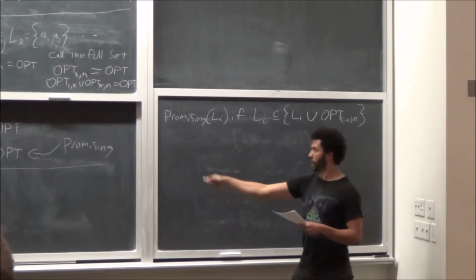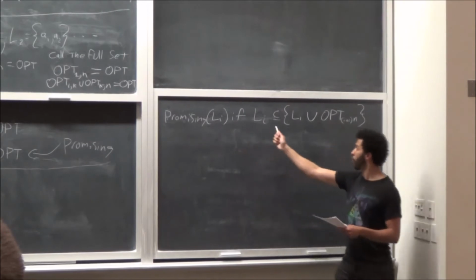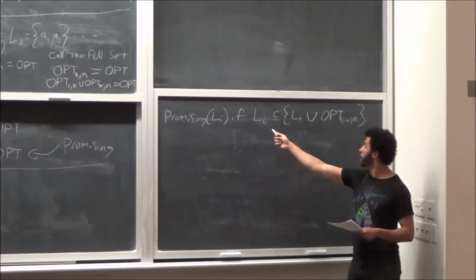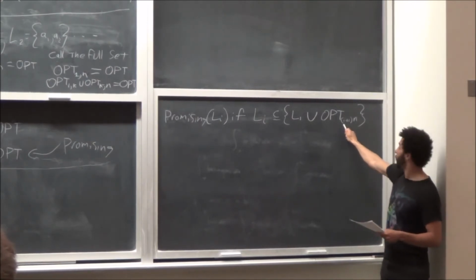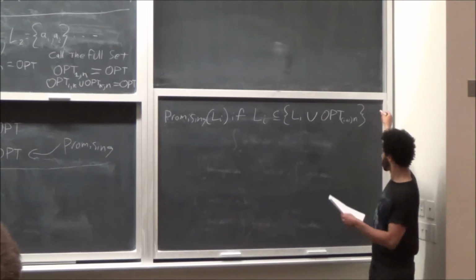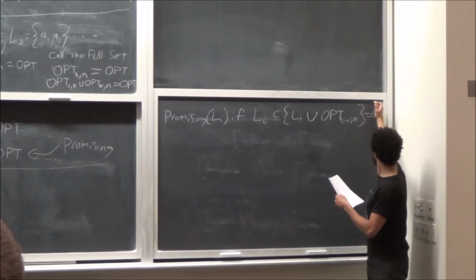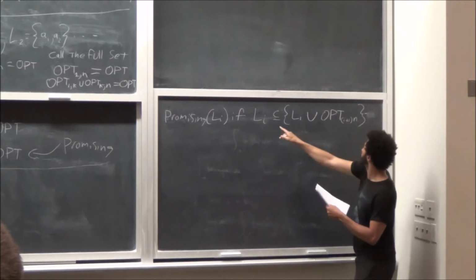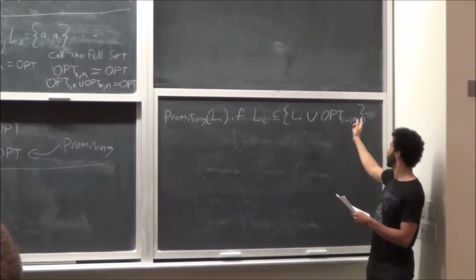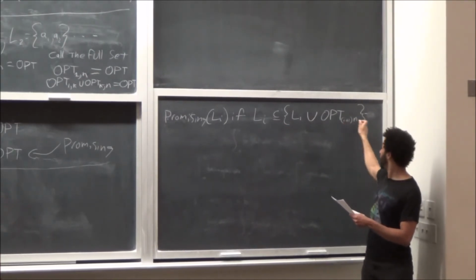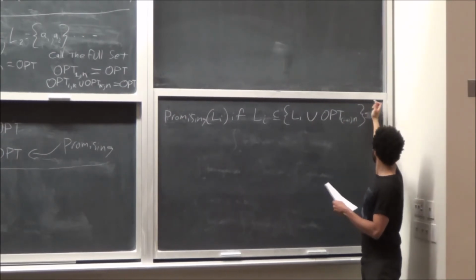So I've built up this weird language with you guys just so I can say this. I want to say that something's promising when the current set that we have at Li, if we take its union with an optimal set from i plus 1 to n, turns out to be a subset of this set union the optimal set, and that this equals OPT. We kind of know that now, but I'm going to say it anyway.